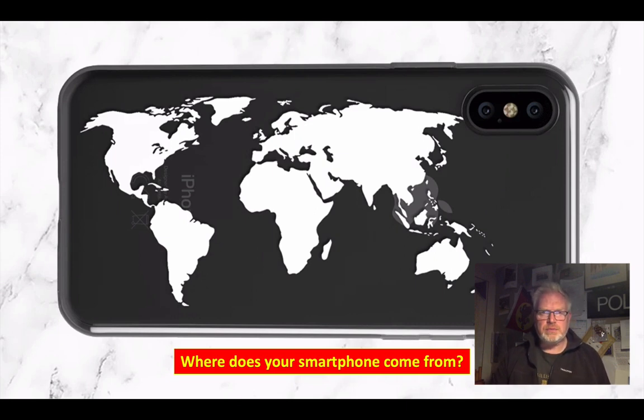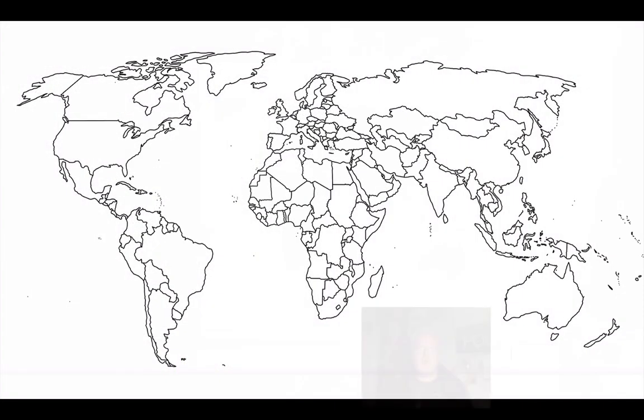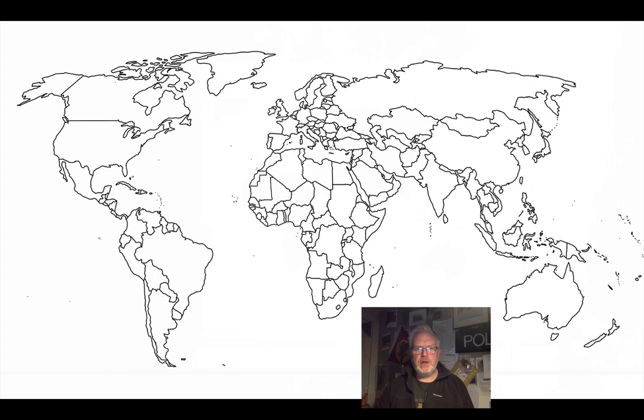Now, for this lesson, you're going to need an atlas and you're going to need an ore mineral datasheet. If you look in your booklets, you'll see that you have a blank world map. This world map is something I want to try and populate with the sources of all those elements that we've identified from a mobile phone.